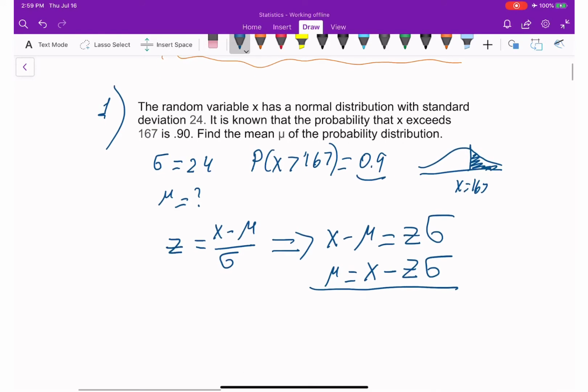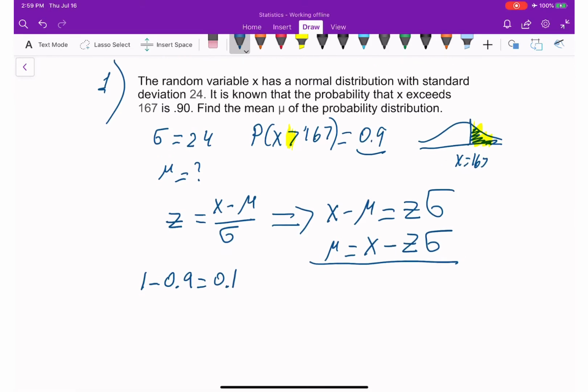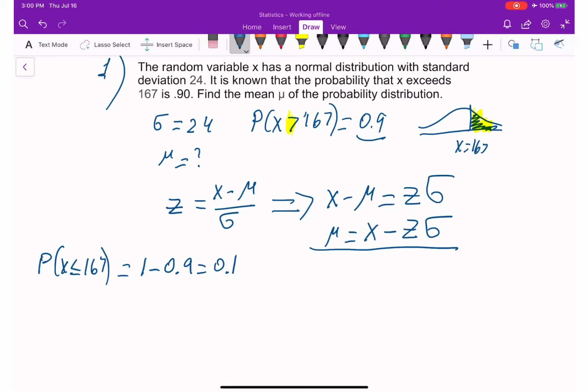All right, so let's see how much our z-score is going to be. Since we have greater than, that means we have the right tail. To find the left tail, because our table shows the left tail, we do 1 minus 0.9, and we get 0.1. So the probability for x less than or equal to 167 is 0.1, which is 10%. Now we need to find the z-score for this 10%.